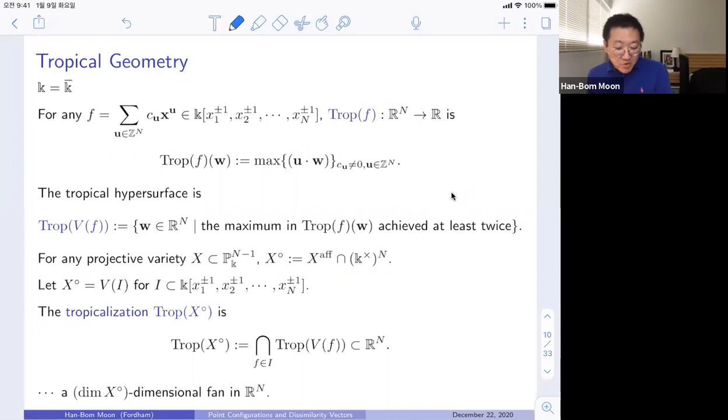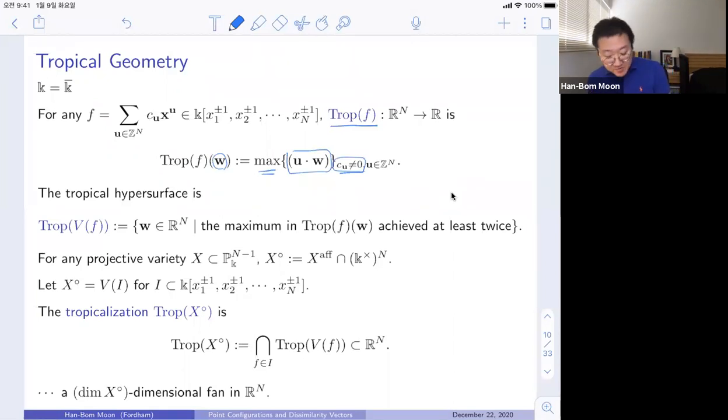If we have any Laurent polynomial F with n variables, then we can define the tropicalization of the polynomial as a map from R^n to R, which is defined as follows: for any vector W, the tropicalization is the maximum of this inner product, U dot W. We are going to take the maximum over the monomials whose coefficient is non-zero, so there are finitely many numbers, and the maximum always exists.